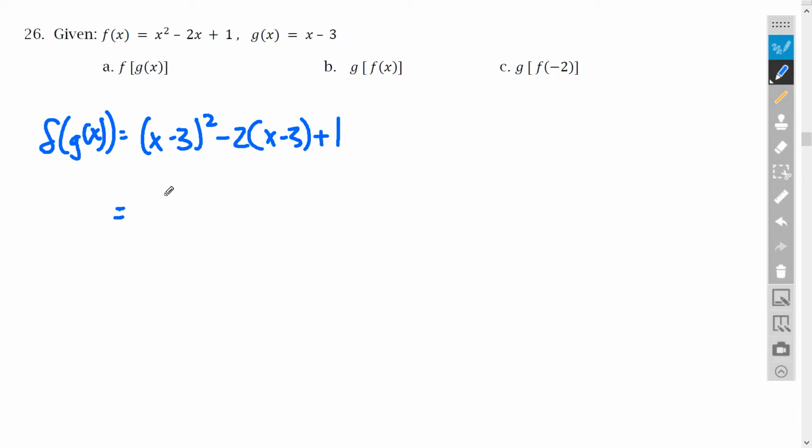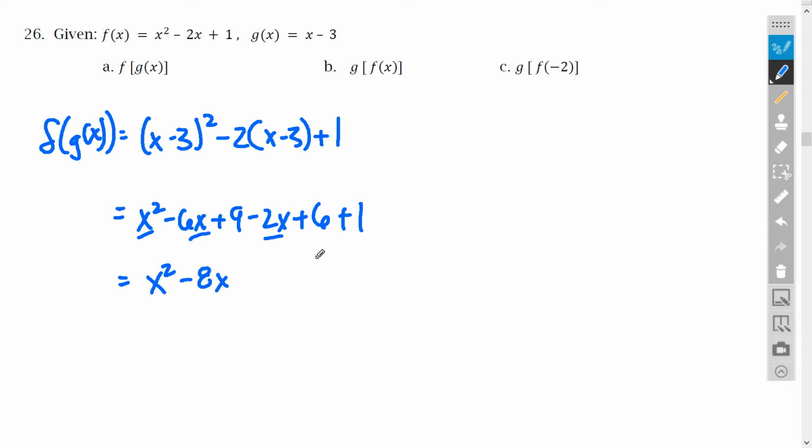Okay, and then here, (x minus 3) squared would be (x minus 3) times (x minus 3), so that's x squared minus 6x plus 9, and then we distribute here, so minus 2x plus 6, and then plus 1. Combine our like terms: x squared, negative 6x, negative 2x is negative 8x, 9, 6, and 1 is 16. So this would be f of g of x.